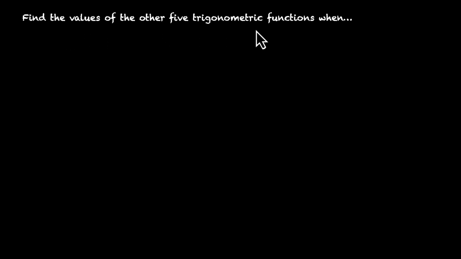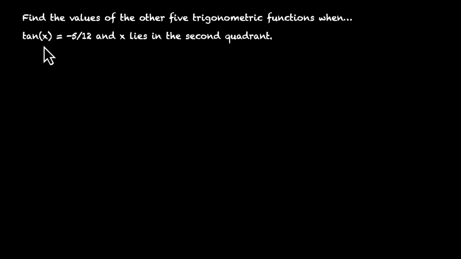Let's solve one more problem. Find the values of the other 5 trigonometric functions when tan x is minus 5 by 12 and x lies in the second quadrant. Pause the video, try this on your own.